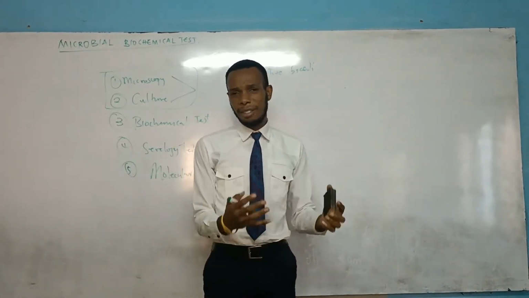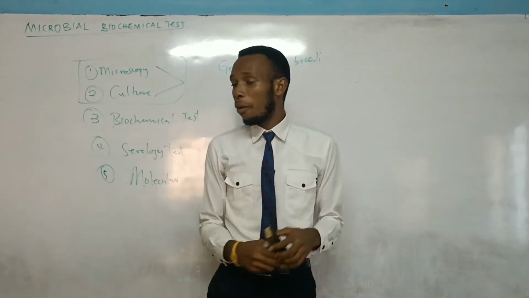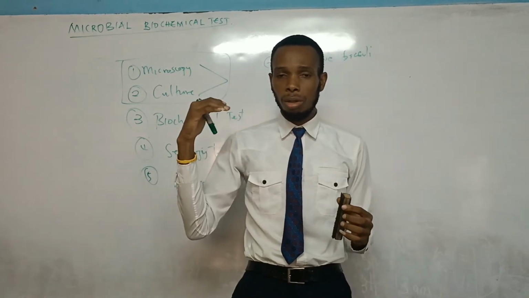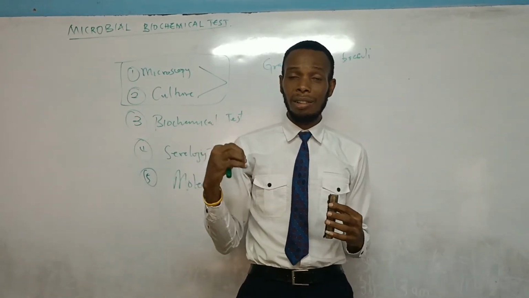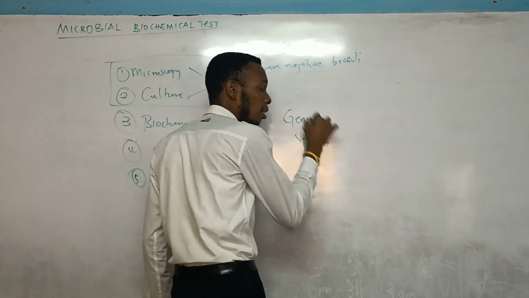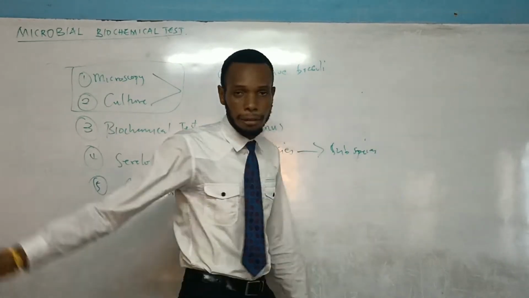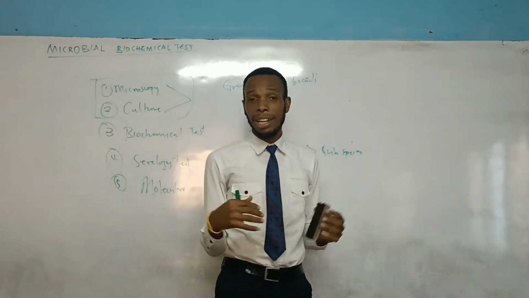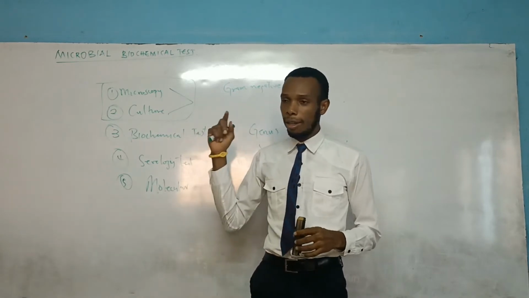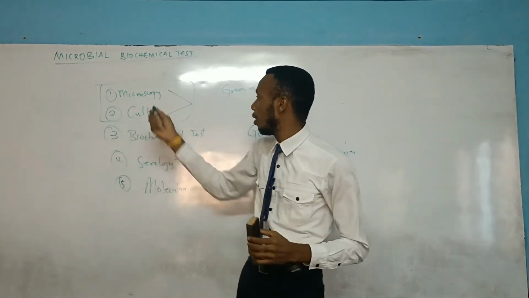How can we tell for a truth that the gram negative bacilli is E. coli? How can we tell that the gram negative bacteria we have gotten is this particular one? That is why we need a biochemical test. What a biochemical test does is give an identity to a particular microorganism, even at the genus and the species level, even getting to the subspecies level. That is why there is a need for a biochemical test.